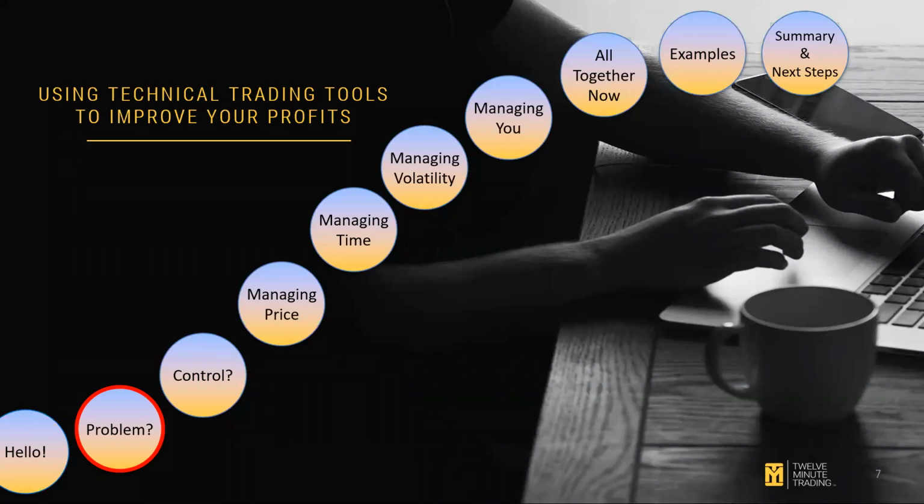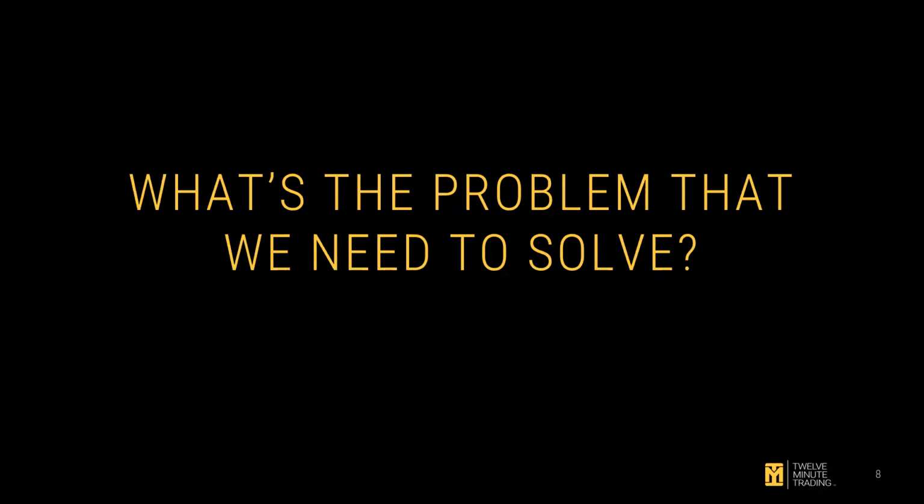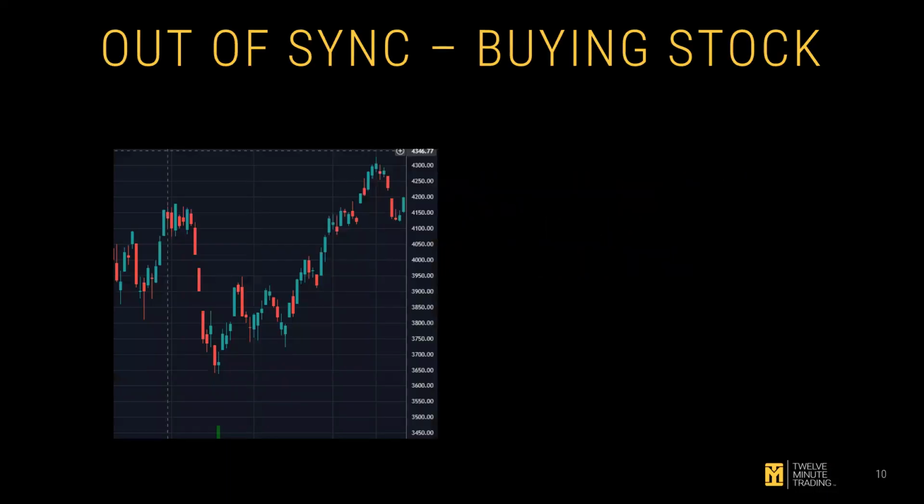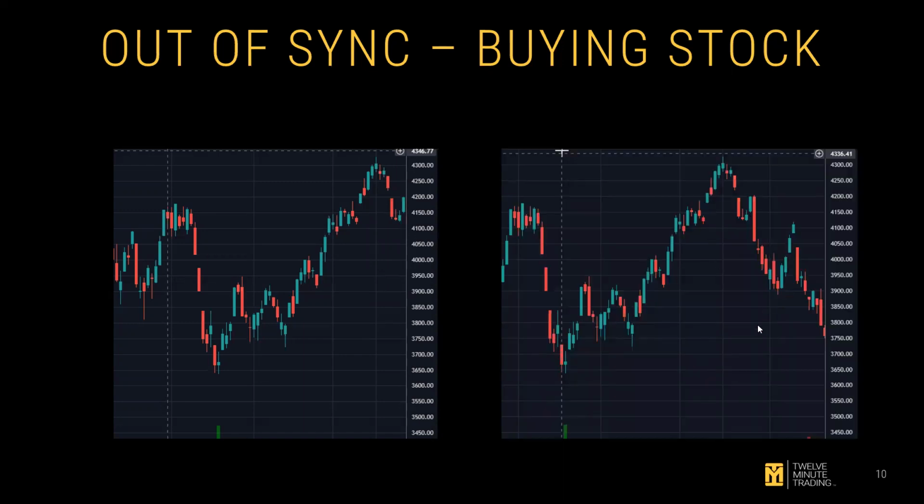As a former engineer, I always like to begin by defining what's the problem? What is it that we're trying to change? What do we need to solve? We're out of sync with the market. I'm speaking for most retail traders: when the market zigs, you're zagging. If you're looking to buy stock, here's a typical example. You're looking to buy the pullback, and so you buy the pullback, and then next thing you know, the market continues pulling back. We buy the dip and it keeps on dipping on you.